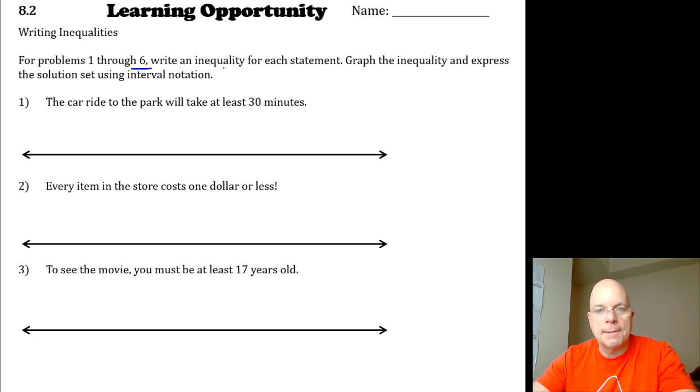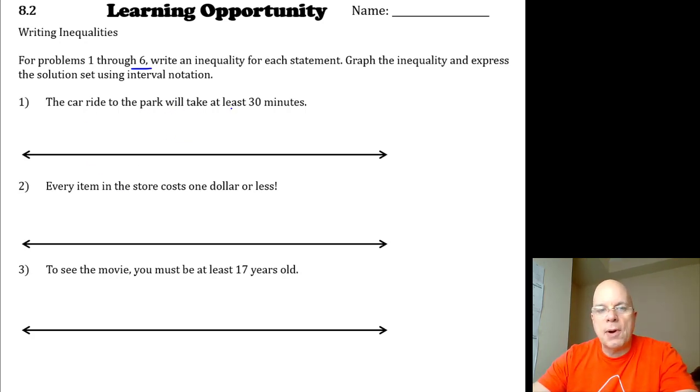But in any case, for problems 1 through 6, write an inequality for each statement, graph the inequality, and express the solution set using interval notation. So these are just like the problems we did on the notes yesterday and in Zoom yesterday.